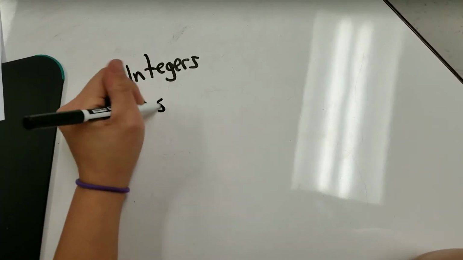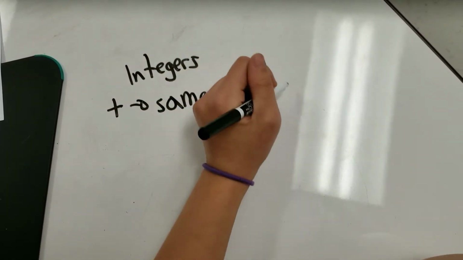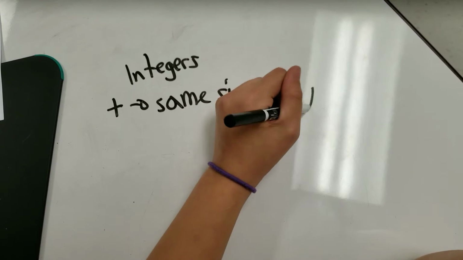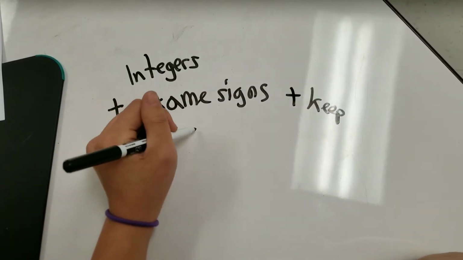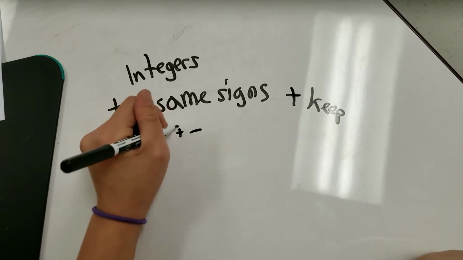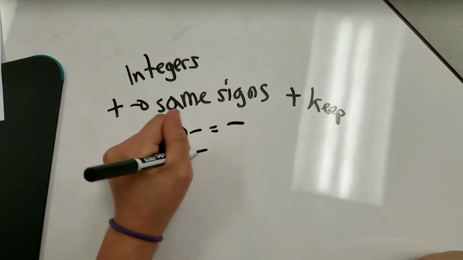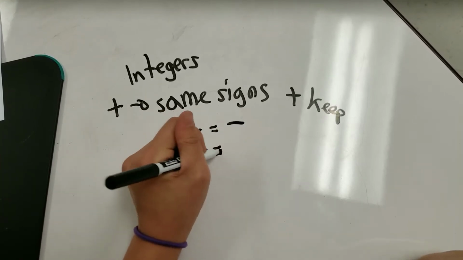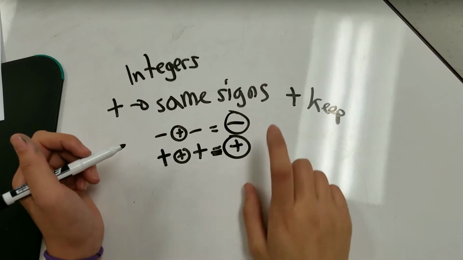You should know it. Same signs means that you add them together and you keep the sign. So for example, if I have a negative and a negative, just add them together and keep it as a negative. If you have a positive and a positive, you can add them together and keep it a positive. So if they're the same signs, you can add and keep.